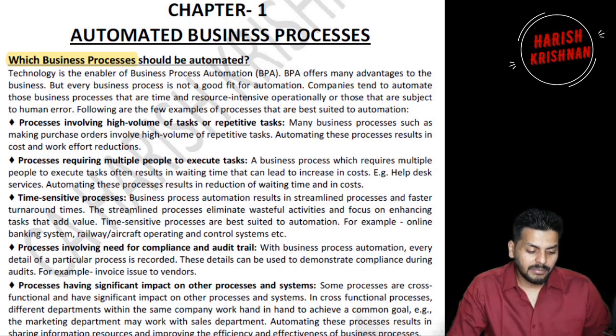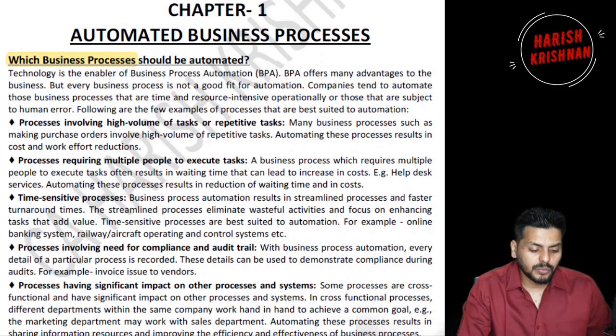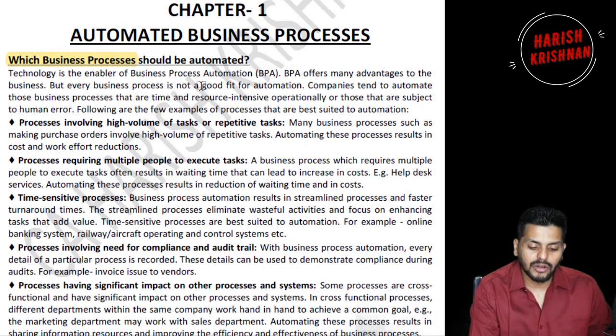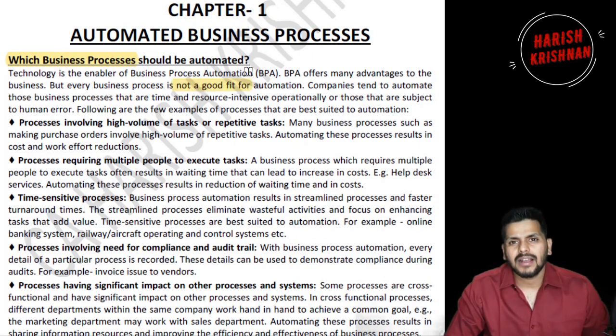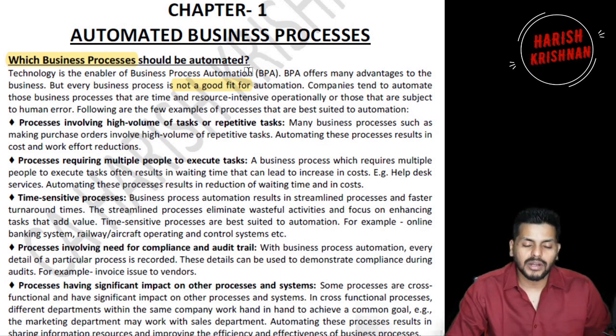Technology is the enabler of BPA. We know that, and BPA offers many advantages. There is a separate question on what the advantages of BPA are. I hope you already know all those 7 points. Along with that, now they say, but every business process is not a good fit for automation. Why do you say that? Because there is a very simple point. If you are automating a wrong process, you end up getting wrong results faster. So you are not supposed to do the automation just like that. You need to understand which process can be automated, and then only should they be automated.